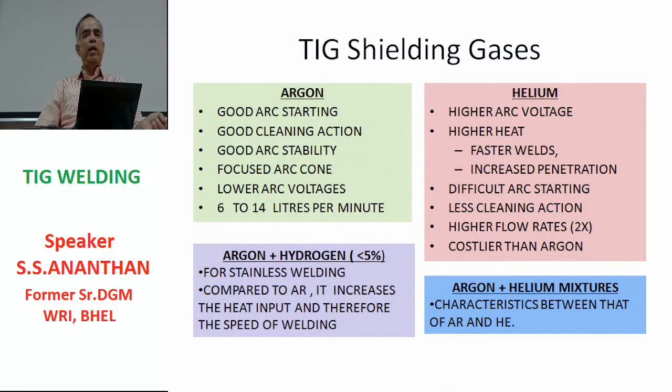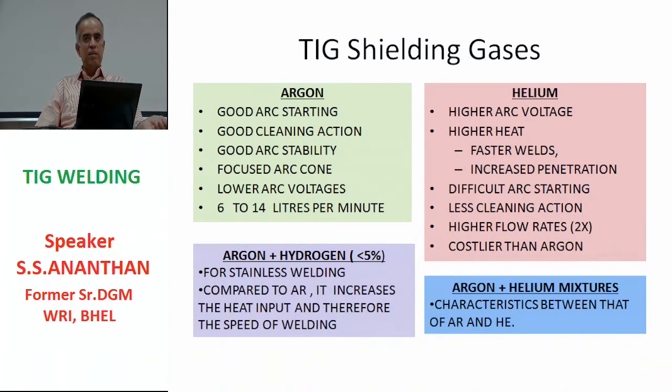And it gives you a higher heat input, which is a good advantage when you are welding high thermal conductive materials like aluminum, copper, where your higher heat input will be a benefit. And this also leads to faster welding in other materials, which also gives you a deeper penetration. But then because of the higher arc voltage requirement, you find the arc starting is also slightly more difficult, and because of its lower density, it has got less cleaning action in the case of aluminum and magnesium alloys.